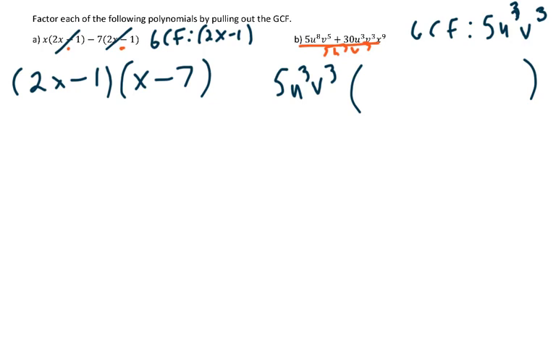So when I divide out in the first term, the 5's cancel. I had 8 u's on the top and 3 on the bottom, so I'm left with u to the 5th. And I have 5 v's on the top and 3 on the bottom, so I'm left with v squared. Plus, in the second term, I'm going to do 30 divided by 5, leaves me with 6. I have 3 u's on the top, 3 u's on the bottom, they're gone. I have 3 v's on the top and 3 v's on the bottom, they're gone. But this x to the 9th is still there. So that's factoring by finding the greatest common factor.